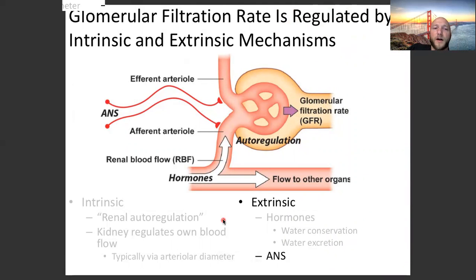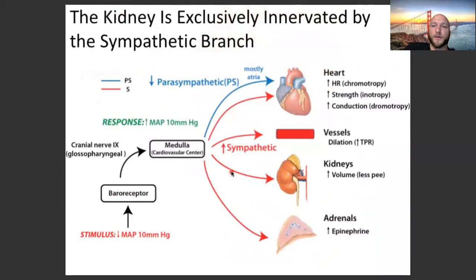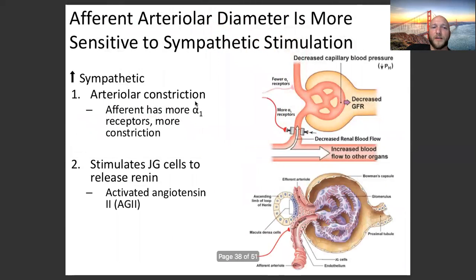Extrinsically, we've got the autonomic nervous system. So the autonomic nervous system will talk to these afferent and efferent arterioles and have an effect on their diameter. Remember this, the sympathetic nervous system goes to vessels and to our kidneys. The kidney is exclusively innervated by the sympathetic branch. So sympathetic stimulation, arterial constriction. The afferent has more alpha-1 receptors, which causes more constriction.